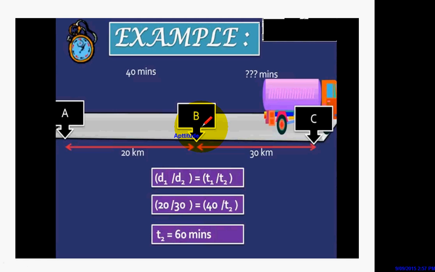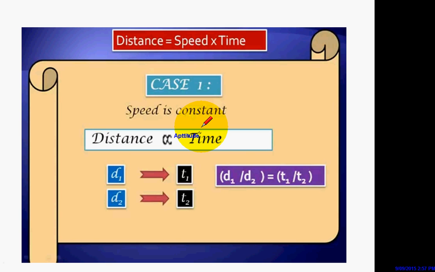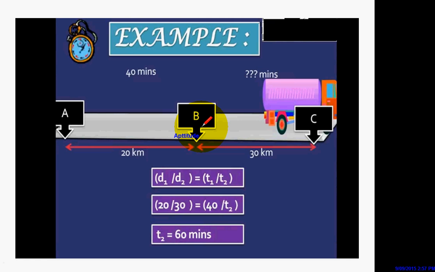If the speed is constant, then whatever the assumption is, for the distance traveled by the train, the ratio of their distance is equal to the ratio of the time taken. This is the assumption we are going to have. So the ratio of their distance is equal to the ratio of the time taken.